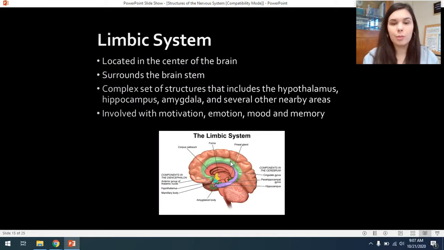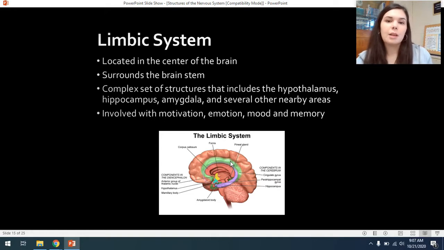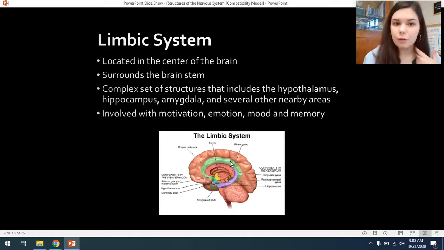Interesting fact before we move on is you actually are able to override your limbic system. It takes a lot of practice and control, but think about an example of like when you're really upset or you're on the verge of crying or something, and you're able to kind of trick your brain into not doing that. That is you having control over your own limbic system and kind of taking over and causing it to redirect itself.